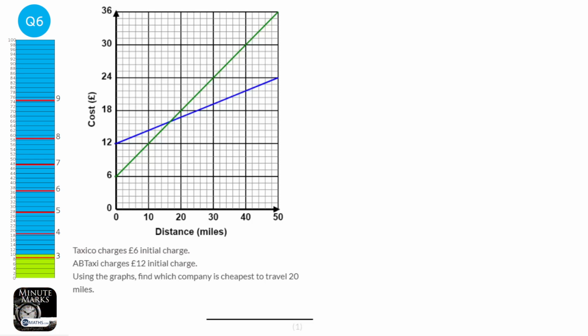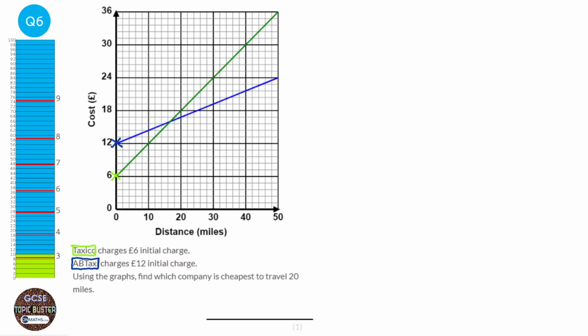We've got to first of all identify whose graph is whose. So looking at the green one hits the y-axis at 6, and it says here that Taxico charges an initial £6 fee, which would tally that up, and AB Taxi says that its initial charge is 12, which is on our graph there. So AB Taxi is blue and Taxico is green.